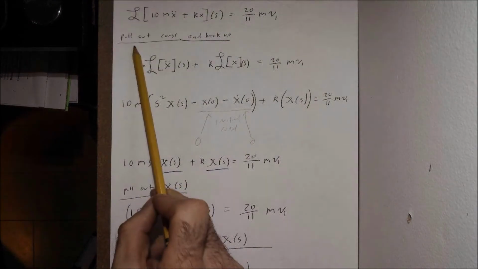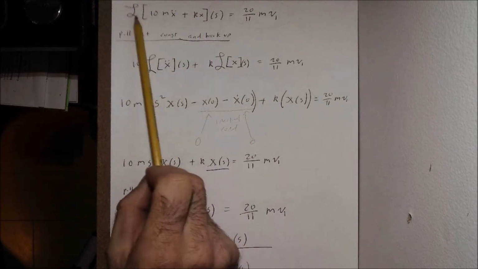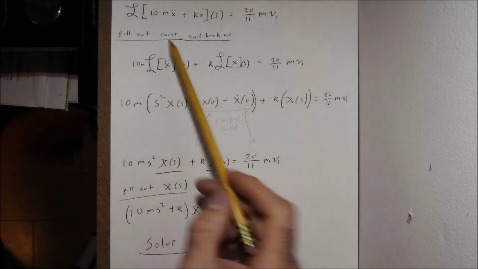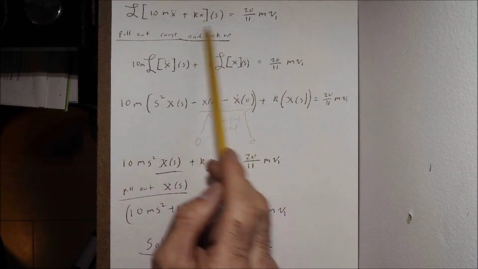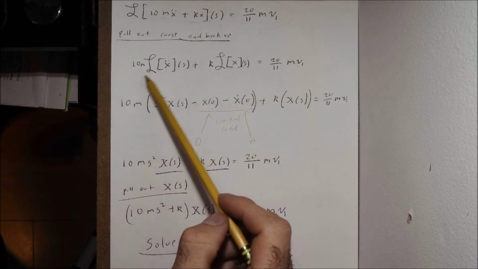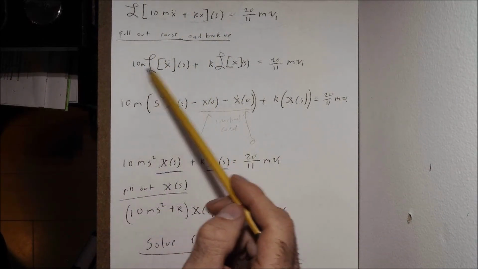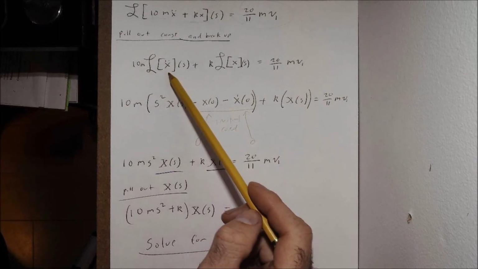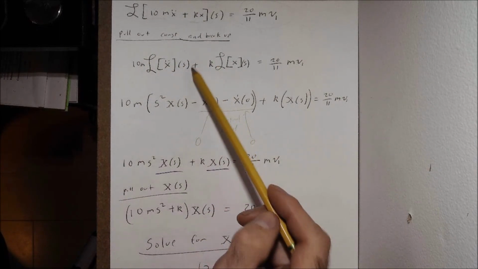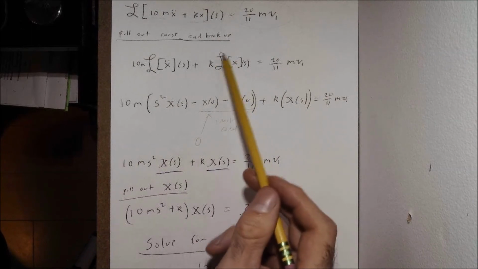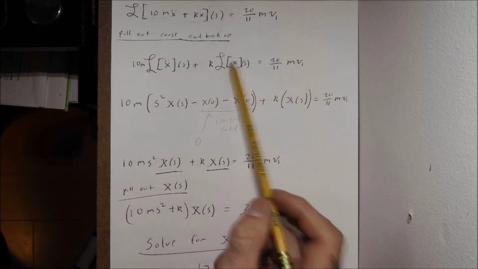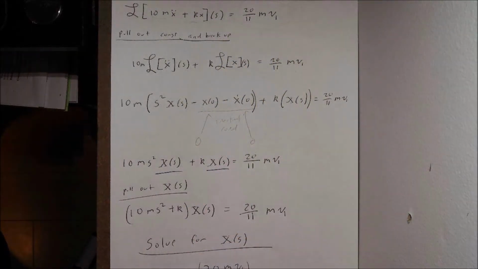Now we have to pull out our constants and break up our left-hand side of the equation. I can see I have a 10m here and a k here, so I'm going to pull those out. For the first part, I have 10m times the Laplace of our x double dot with respect to s, plus I have my k pulled out front as my constant out front of the Laplace of x, is equal to our right-hand side of the equation.